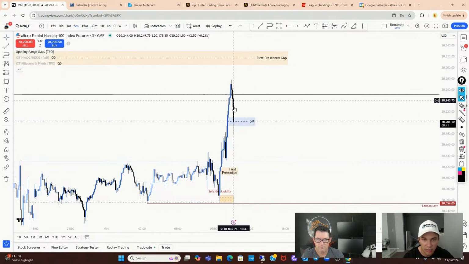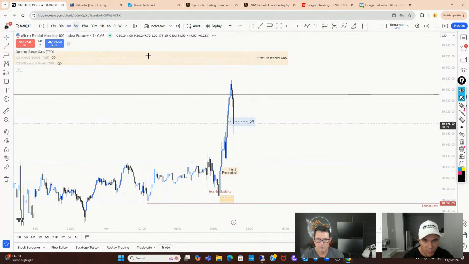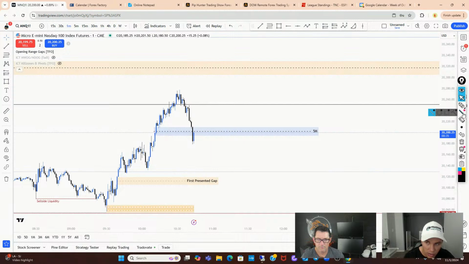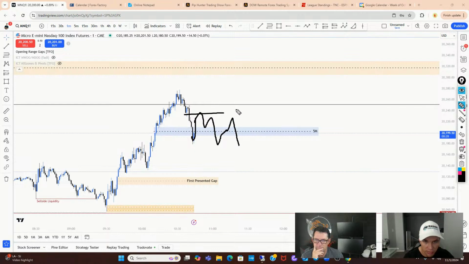So what I see is now price running to this 5 minute. I would go to my 1 minute, and I would look for some sort of internal. What we're going to see is price come back here. It's going to generate some buy side. It's going to do this. It's going to generate some buy side.